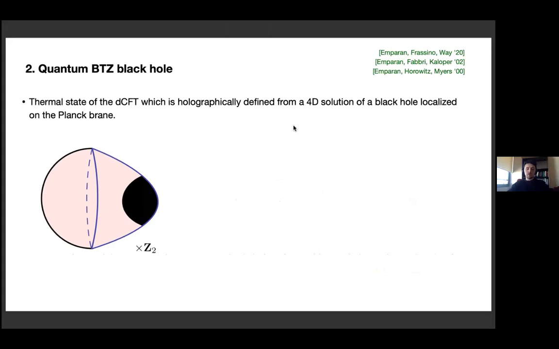Okay. So now that I've introduced the system, I will introduce the state that we will be analyzing. This state is just the quantum BTZ black hole, which was initially studied in these two papers, and it was revived and studied further in this last paper by Roberto, Antonia, and Benson Wei. So the idea is that you can define a thermal state of this defect CFT system holographically from a solution of a black hole localized onto the brane in this AdS4 bulk.